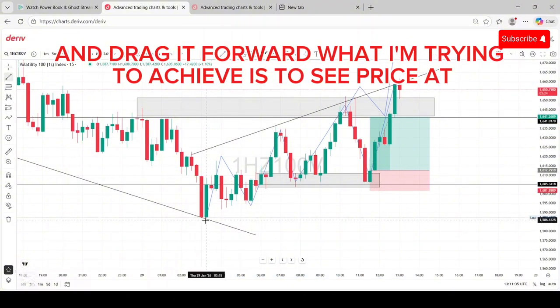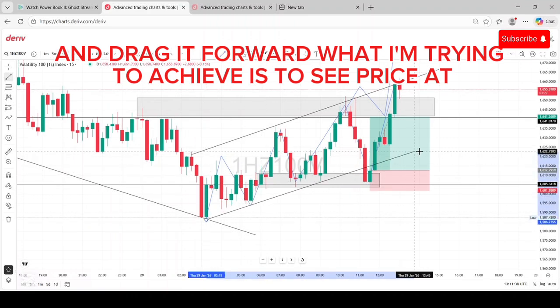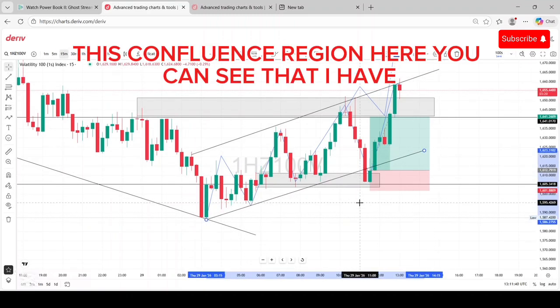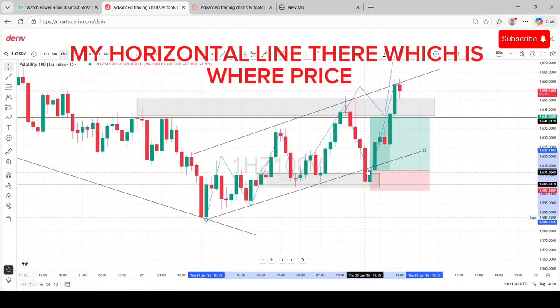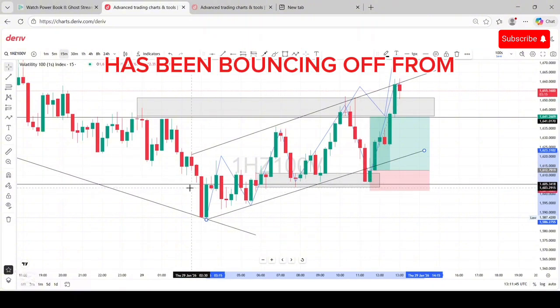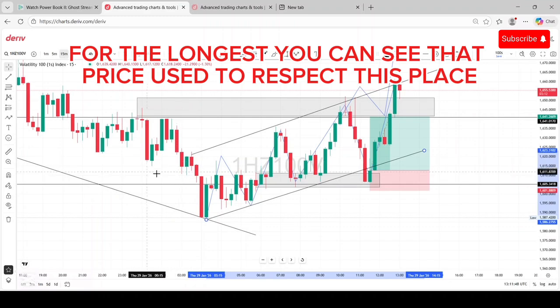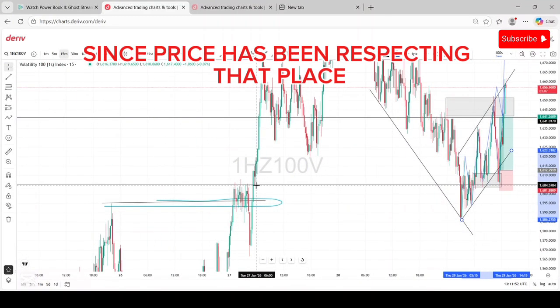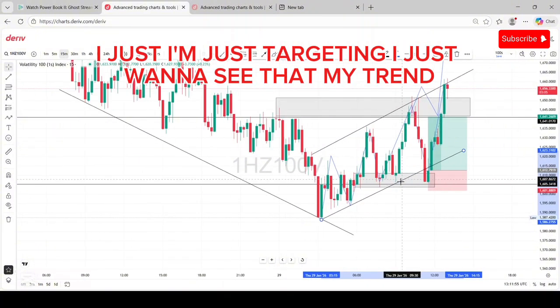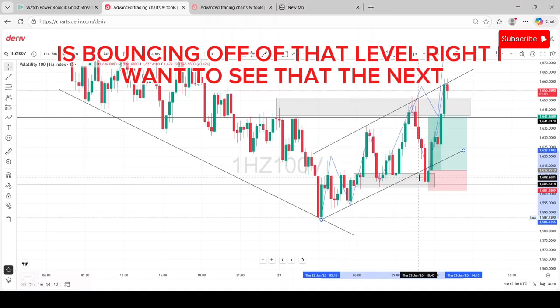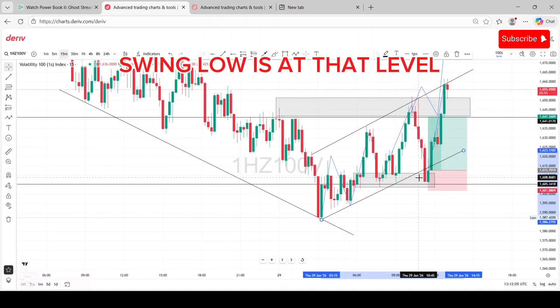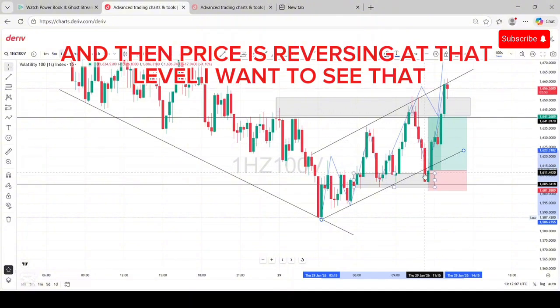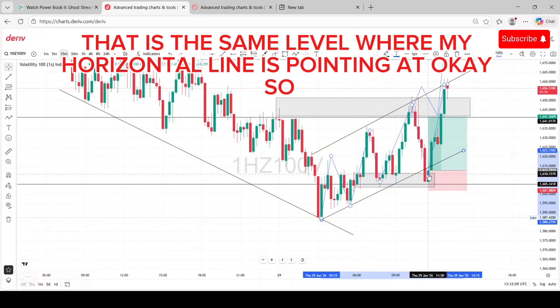What I'm trying to achieve is to see price at this confluence region here. You can see that I have my horizontal line there, which is where price has been bouncing off from for the longest. You can see that price used to respect this place for the longest. So since price has been respecting that place, I'm just targeting. I just want to see that my trend is bouncing off of that level, right? I want to see that the next swing low is at that level and then price is reversing at that level. I want to say that that is the same level where my horizontal line is pointing at.